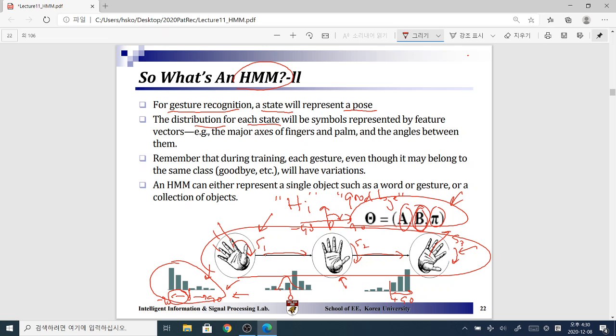So you can map any of these words in terms of hand waving, where each hand waving can be represented by a different HMM model, where HMM models, as I said, are described in terms of 3 parameters, A, B, and pi.